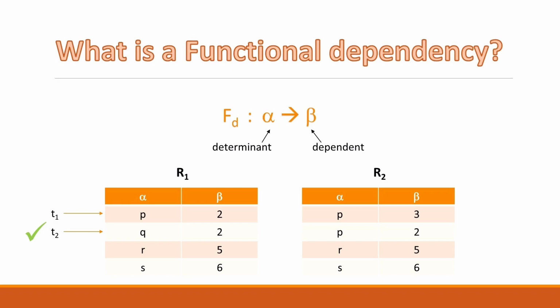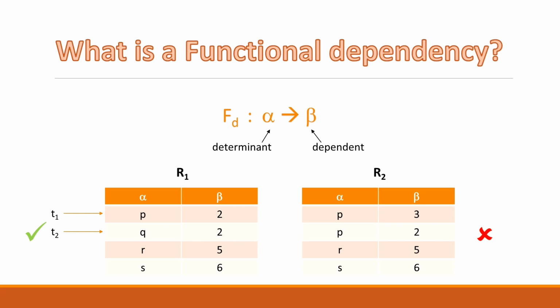So, are we able to find out a unique value of beta for any given value of alpha? Suppose we are given that the value of alpha is p. So, one can say that the value of beta is 3, or you can say that the value of beta is 2. You can see that we are not getting a unique value of beta for the value of alpha p. Thus we can say that the functional dependency from alpha to beta is not valid for this table R2.